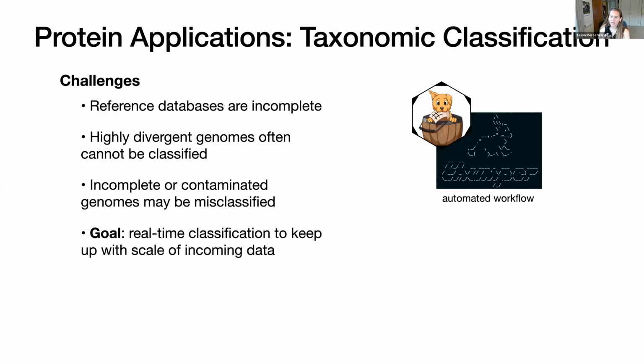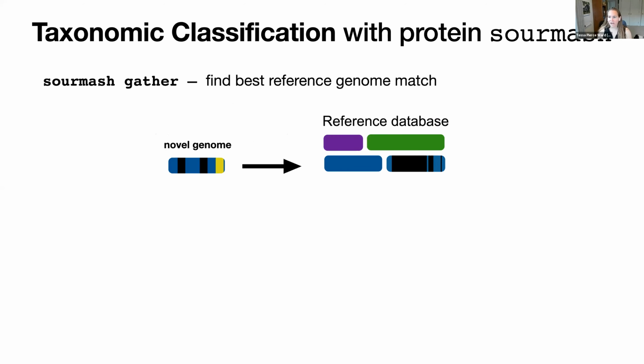So we've built a Snakemake workflow on top of Sourmash that allows us to string a few commands together to do this. Our first step is to use sourmash gather, which is a greedy min-set-cov algorithm, to find the best genome match. To illustrate what this does, we have a novel genome with some strain variation in there. We can pick out the best reference genome here in blue.